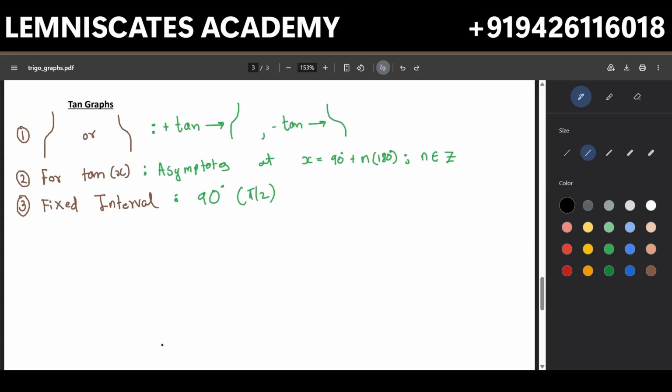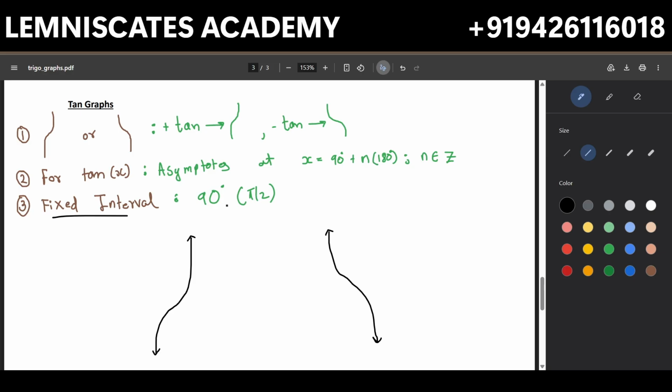In the tan graph, either your graph is going to look like this, that is increasing, or it is going to be decreasing like this shape. And the graph always goes from negative infinity to positive infinity. There is no stop. Like in the sine and the cos graph, we know that the maximum value was 1, minimum value was -1. In the tan x graph, we don't have something like this.